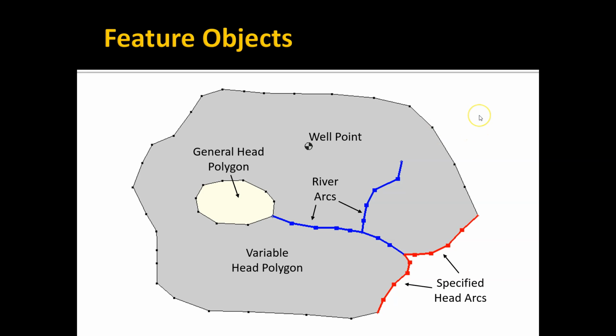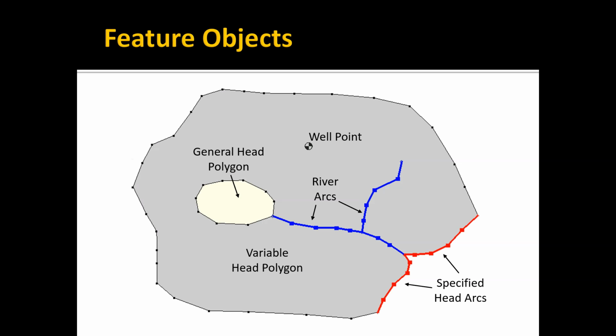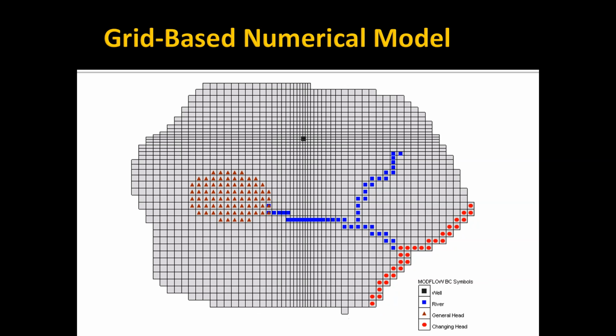And then again, on all of these features, we define hydraulic conductivity, the conductance of the general head polygon, the river arcs, the stage, the bottom elevation. Everything is assigned directly to this, independent of the grid. And then we create a numerical grid, overlay it with this conceptual model, and as you can see by the symbols, the properties and the geometry of these conceptual model objects are automatically transferred over to our grid-based numerical model.